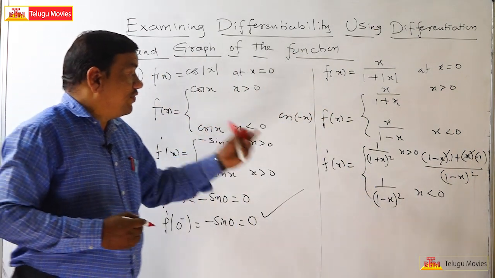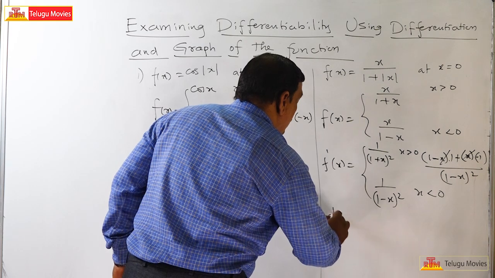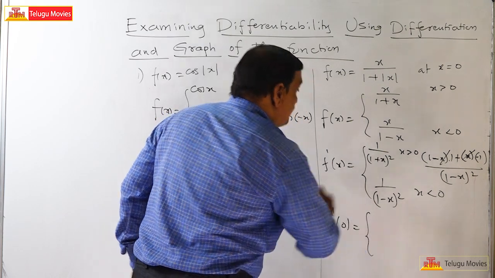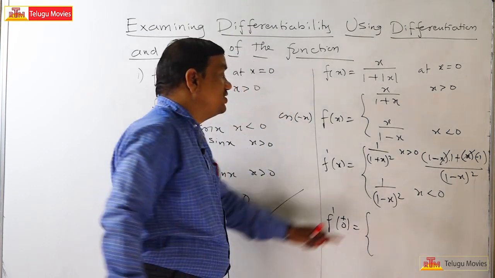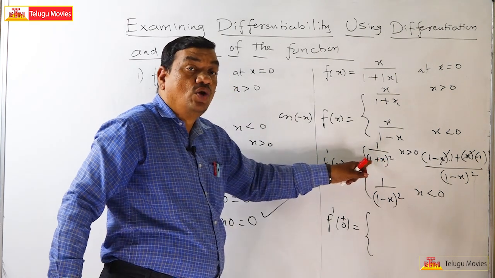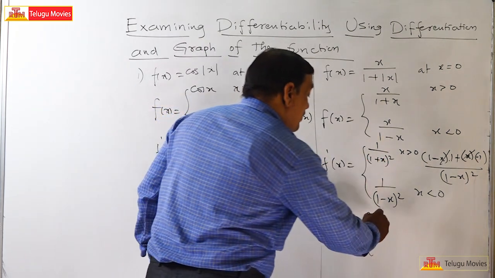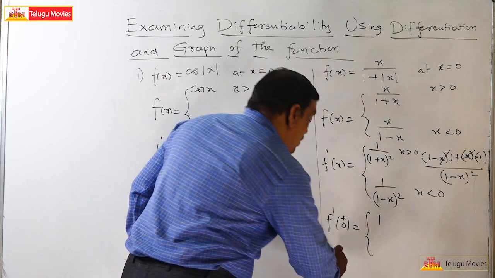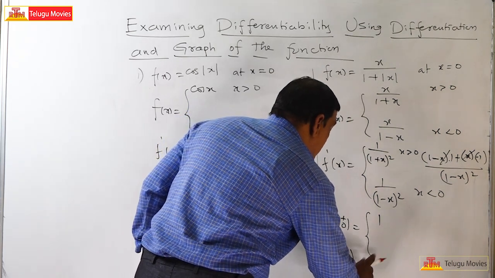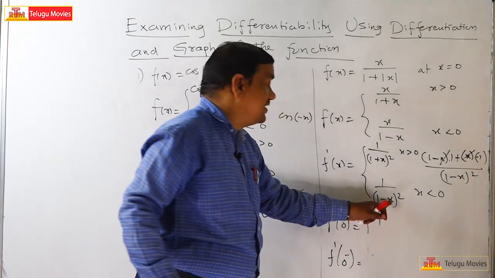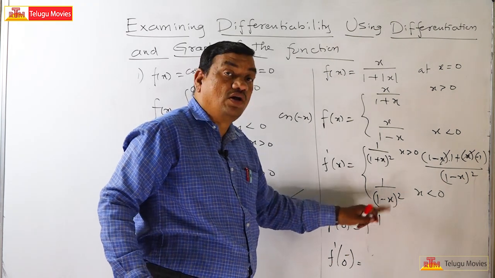Okay, now find out f dash of 0. For x greater than 0, substitute 0: 1 plus 0 is 1, 1 square by 1 is equal to 1. So find out f dash of 0 from the left: 1 minus 0 is 1, 1 square, so 1.